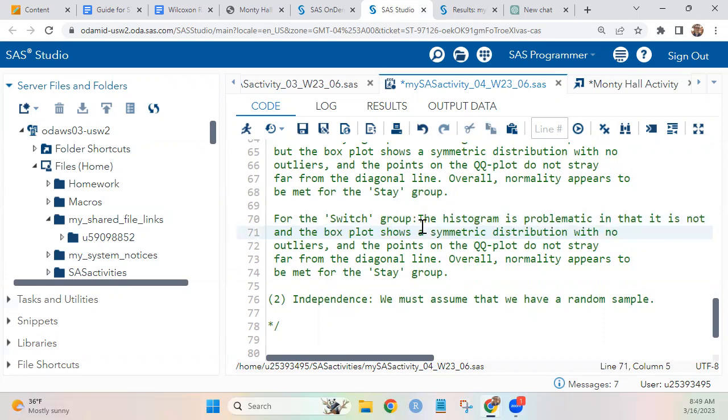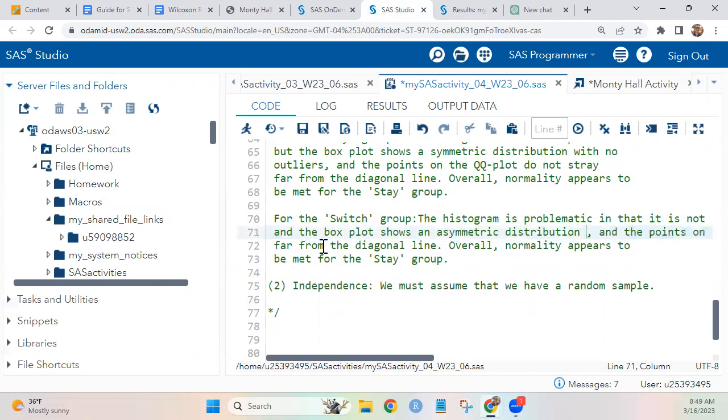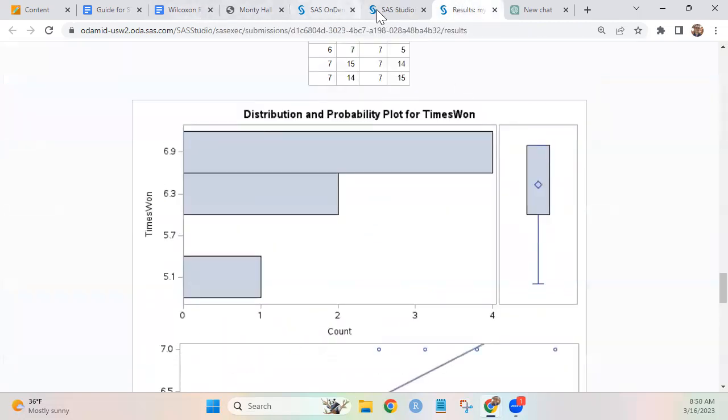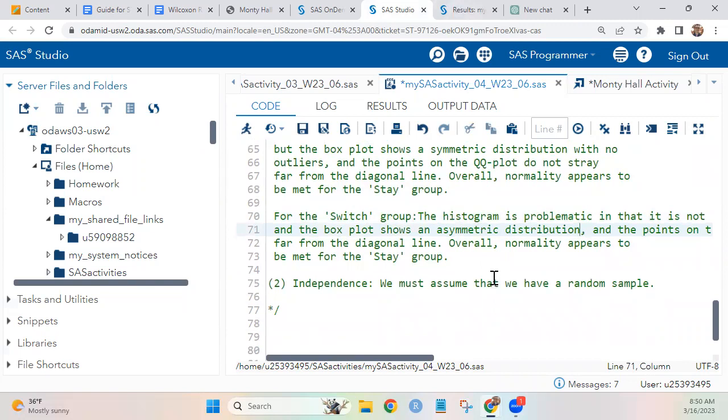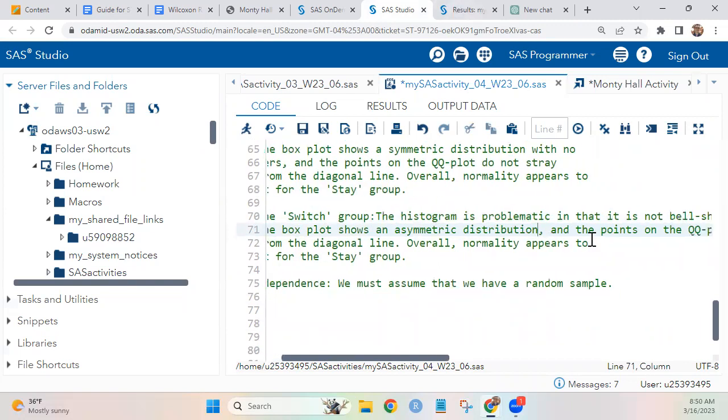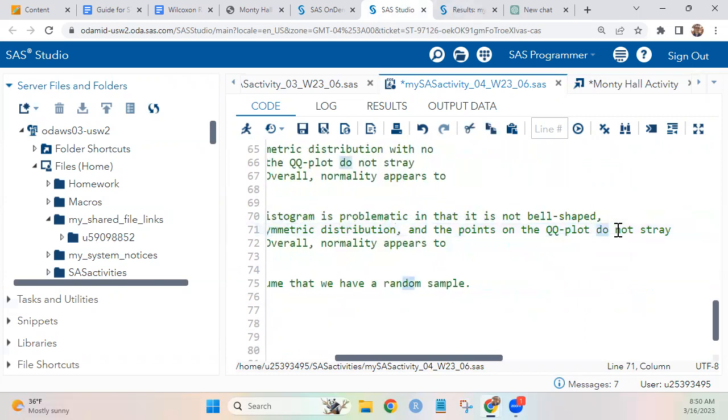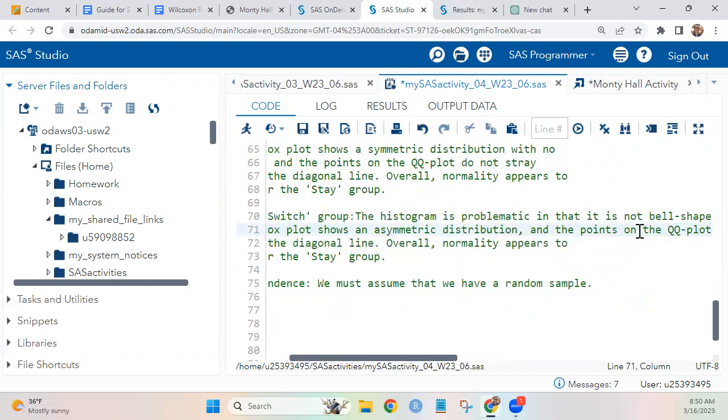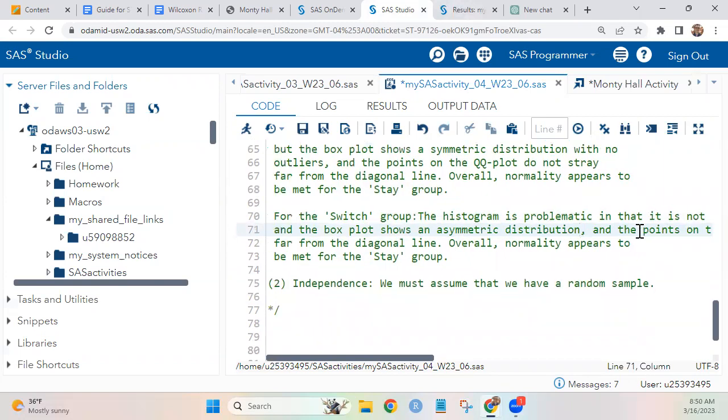And the box plot shows an asymmetric distribution. SAS doesn't say there's any outliers because it would use symbols to show if there were outliers. And the points on the QQ plot do stray far from the diagonal line. So overall, normality appears to not be met, essentially negating a lot of the things that we said for the previous group.